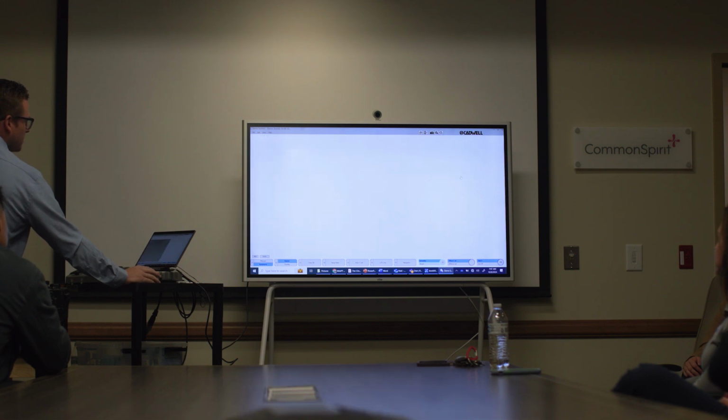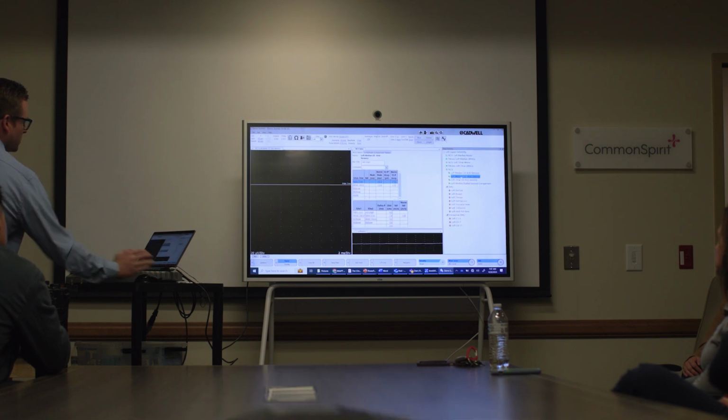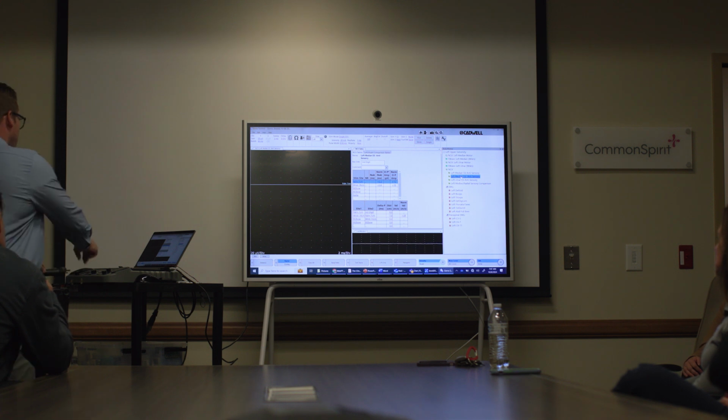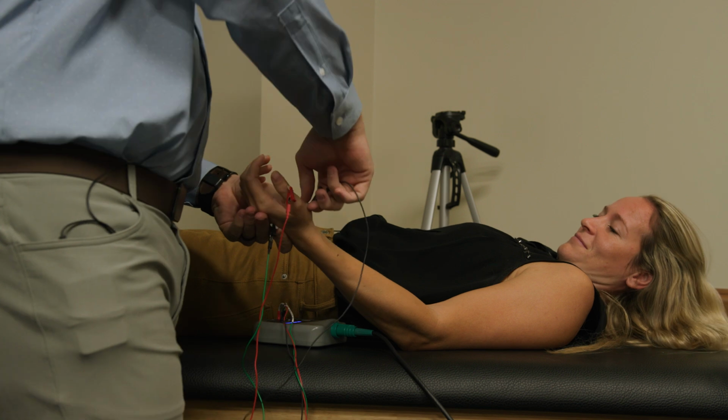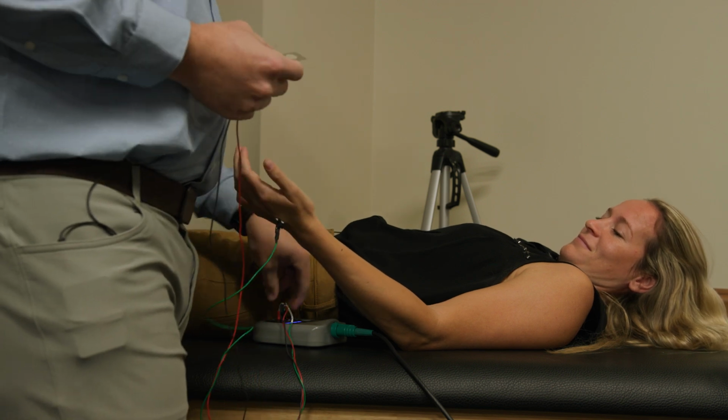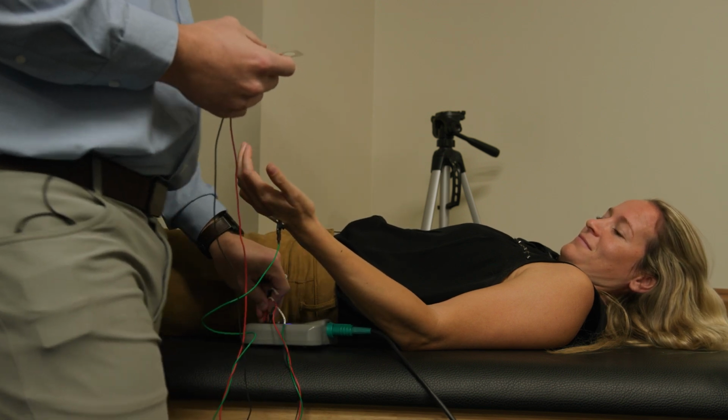We're just gonna jump down. So that was the motor fibers of the median nerve. Now we're gonna switch and test the sensory fibers of that nerve. We have a little bit of different electrodes for this one.